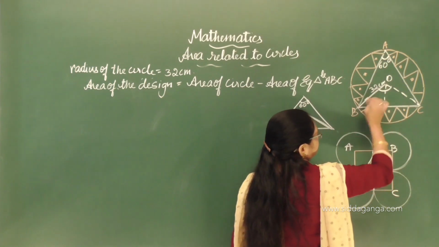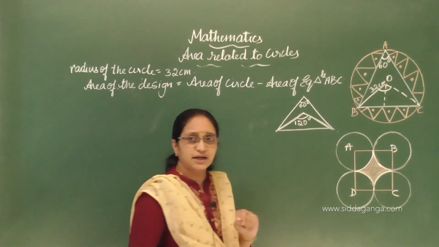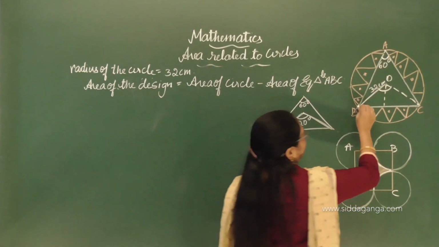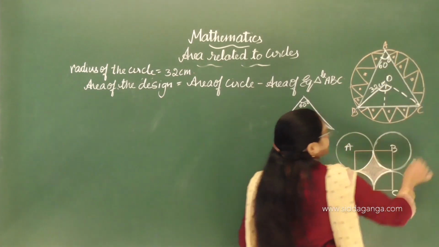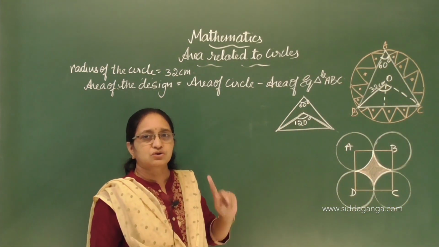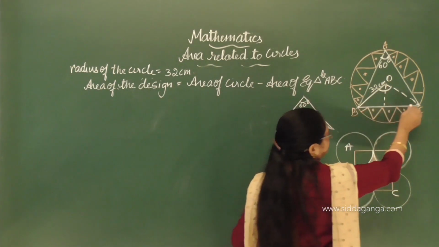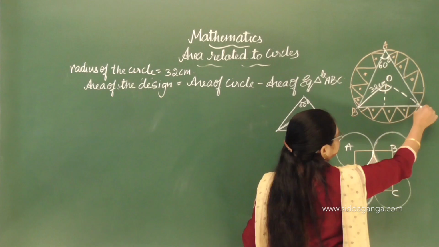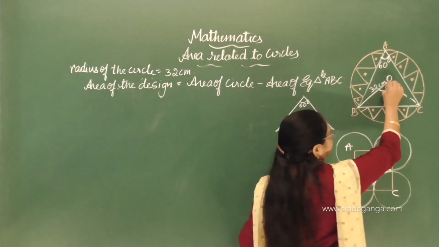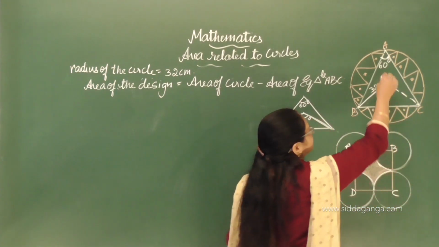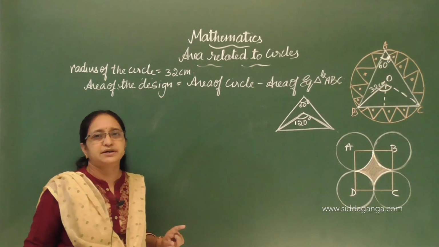See, one is angle BOC at the center, and the other is angle BAC at the circumference, isn't it? So you all know this concept, that the angle subtended by the chord BC at the center is double that of the angle subtended at the circumference. So you need to write that.